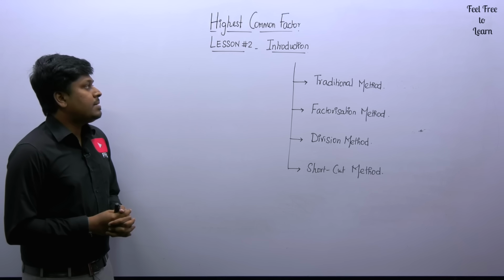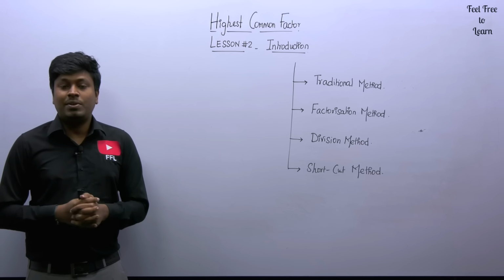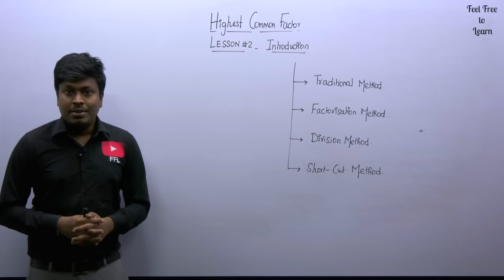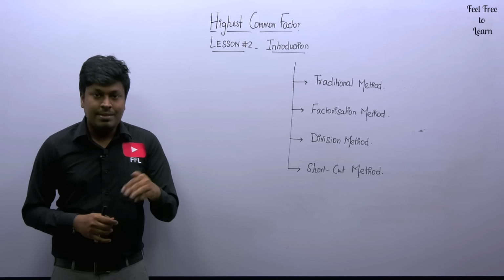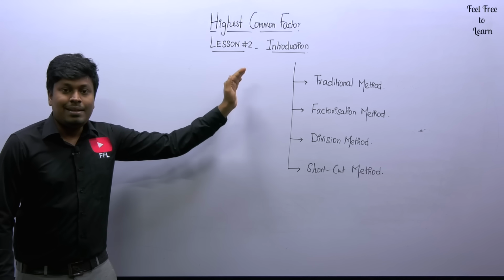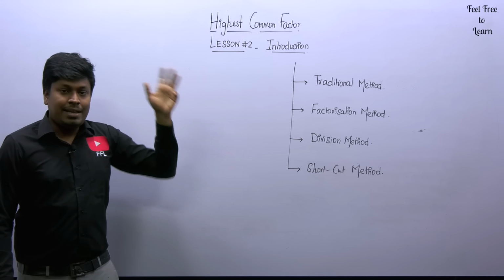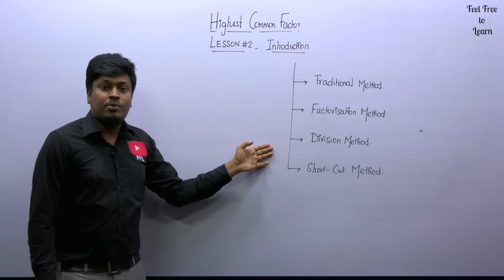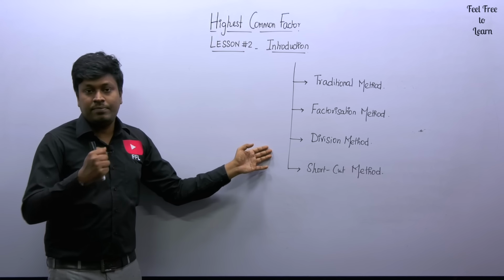So in this lesson number 2 on the topic highest common factor, we are now going to learn the introduction about it. Remember, in the previous lesson, lesson number 1, we learned the introduction about LCM, least common multiple. There we saw 4 different methods, and by using them I told you how to find an LCM for the numbers.